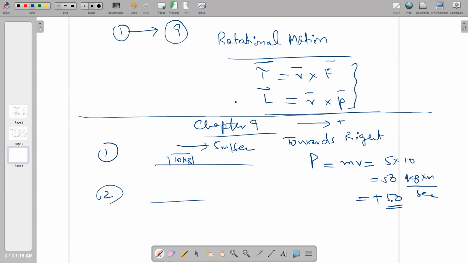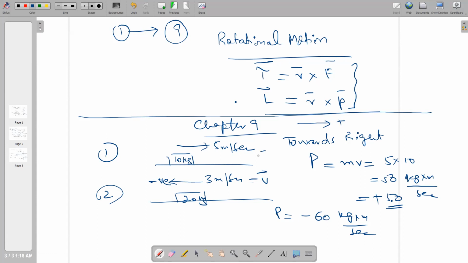The second thing, if the body is moving in this way, and this is 20 kg and it's moving with 3 meters per second, then the momentum will be minus 60 kg meter per second because it is moving in the negative x-axis. Velocity is in the negative. It is not a speed, it is a velocity. So remember this one, it's a velocity.